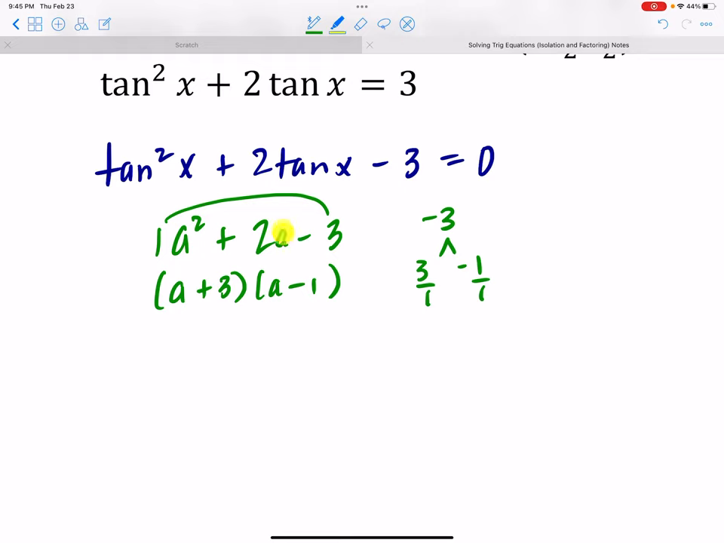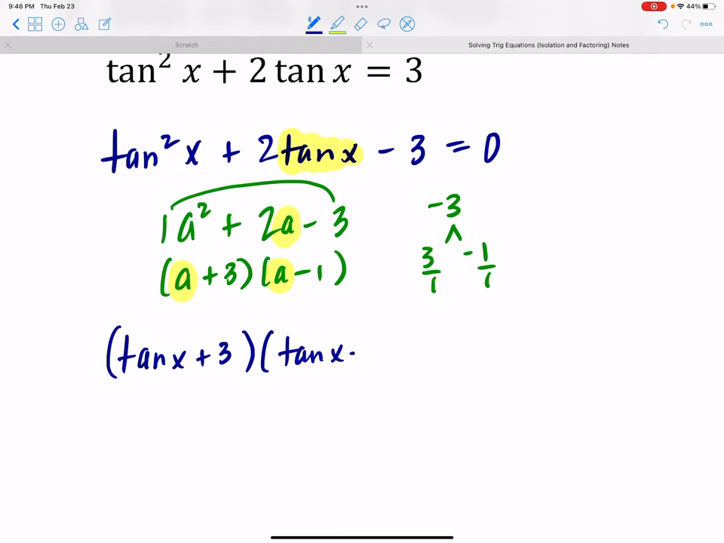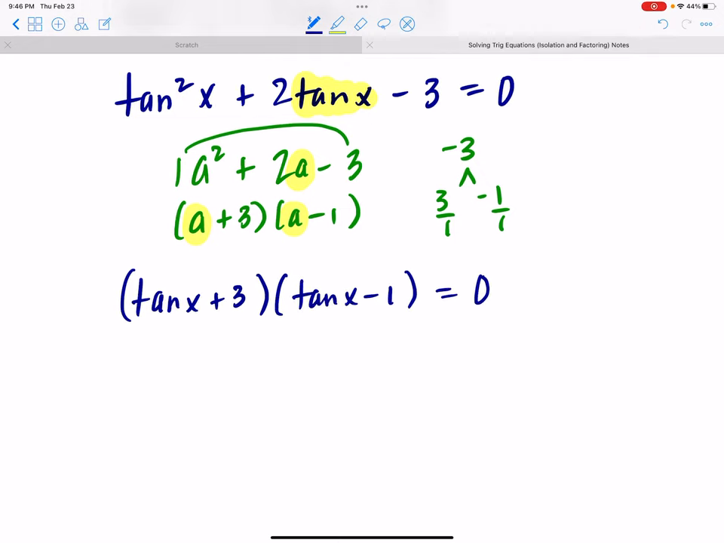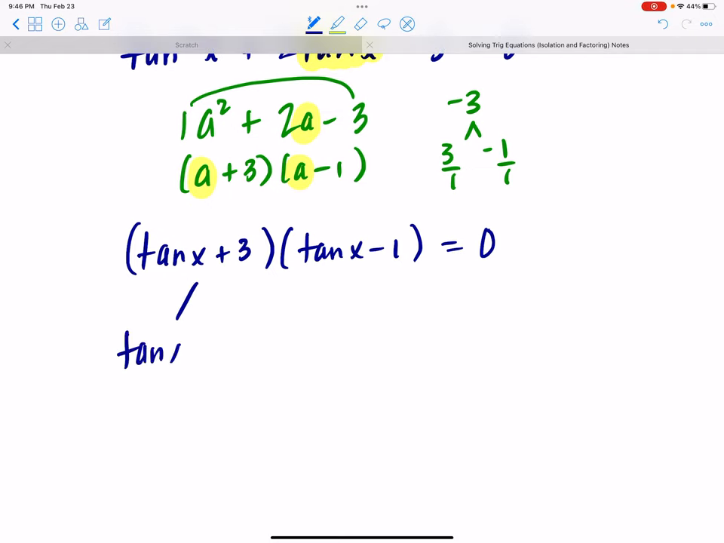So this a that I introduced replaced tangent, which means now I'm going to replace these a values here with tangent. So when I rewrite my factored form of my trig function, it becomes the tangent of x plus 3 and the tangent of x minus 1, and I'm trying to make this equation equal 0. I can do that if each of these pieces is equal to 0. So now what's going to make the tangent of x plus 3 equal 0, and what's going to make the tangent of x minus 1 equal 0? So I'm going to subtract that 3 over.